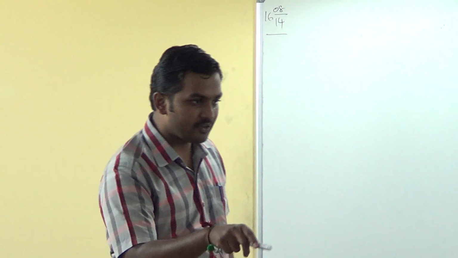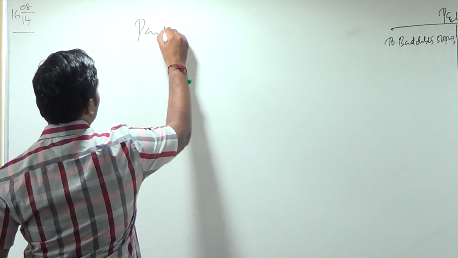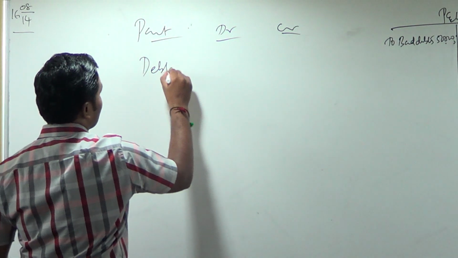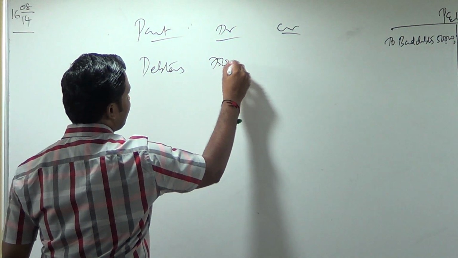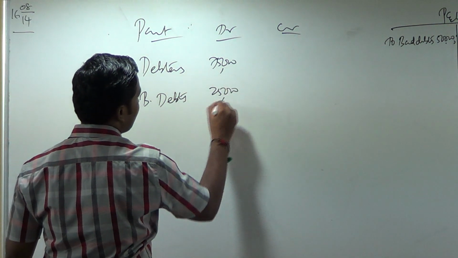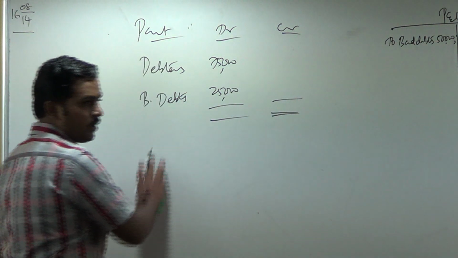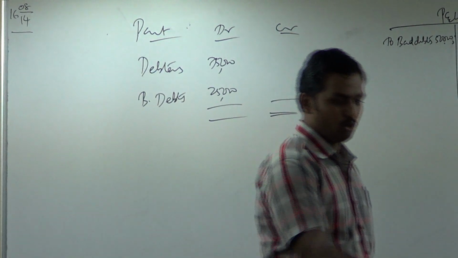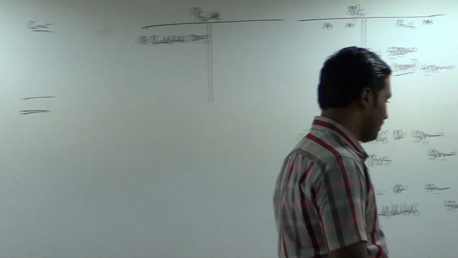Adjustments: no adjustments. No additional information is provided to you. If you are given this type of trial balance, how is the trial balance looking? Particulars, debit, credit. I am saying debtors in the trial balance 75,000. Bad debts 25,000, given inside the trial balance. No additional information given. How do you deal with this kind of information given in the final account? Open small P&L account and a small balance sheet.